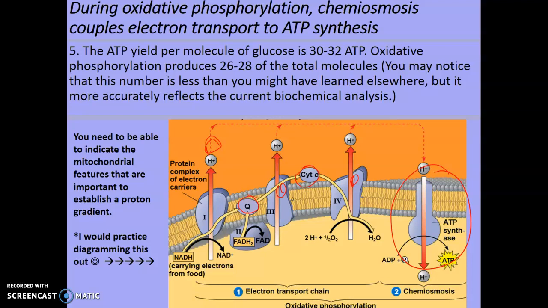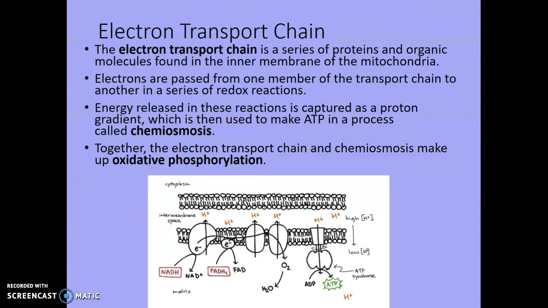You need to be able to indicate the mitochondrial features that are important to establish the proton gradient. This diagram, I would practice drawing it out and knowing the steps that everything goes through. The electron transport chain is a series of proteins and organic molecules found in the inner membrane of the mitochondria. Electrons are passed from one member of the chain to another in a series of redox reactions. Energy is released in these reactions and captured as a proton gradient, which is then used to make ATP in a process called chemiosmosis. Together, the electron transport chain and chemiosmosis make up oxidative phosphorylation.